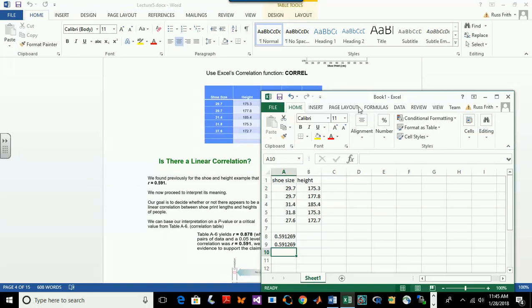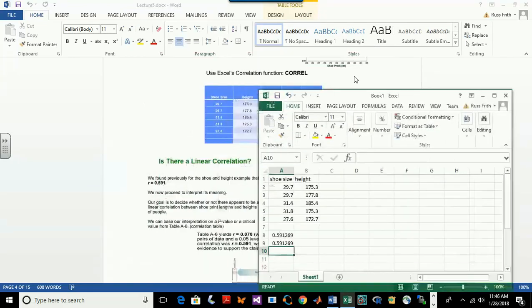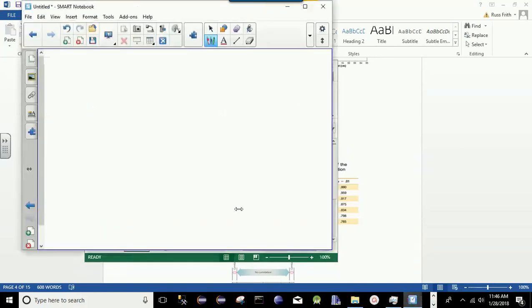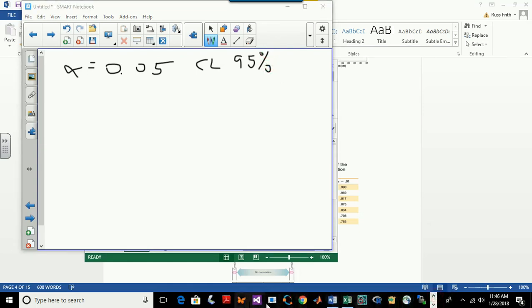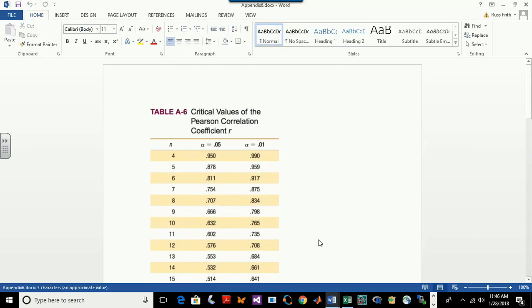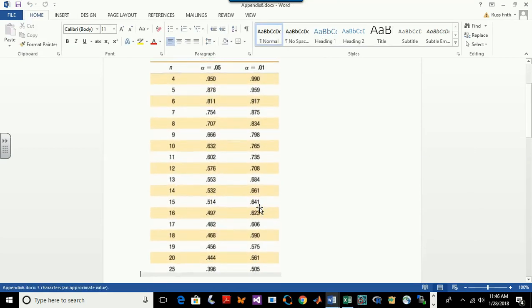So now the question is, is this a linear correlation relationship? To test that, we want to test at an alpha of 0.05, which is a confidence level of 95%. To do that, we need table A6 from your text. And this is it, table A6 from your text.